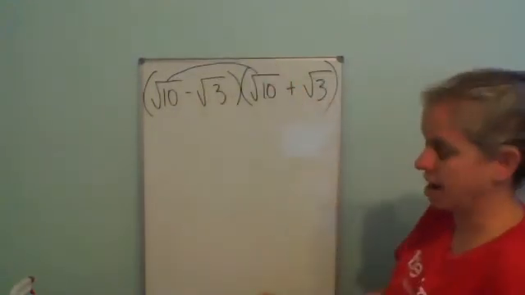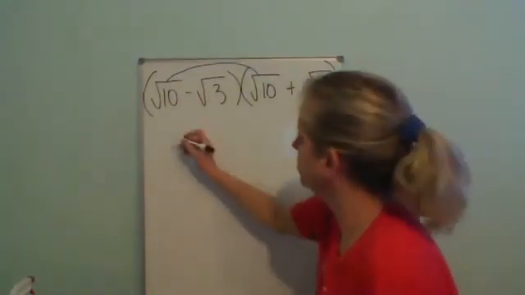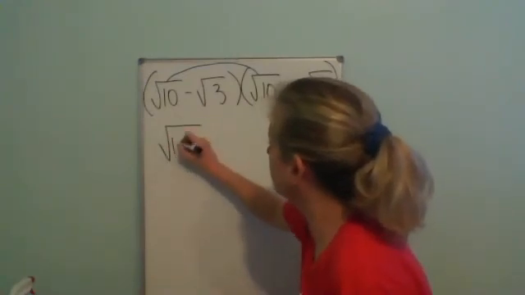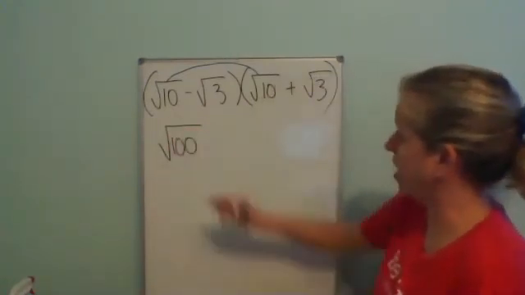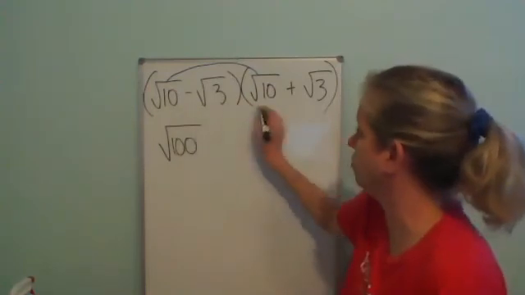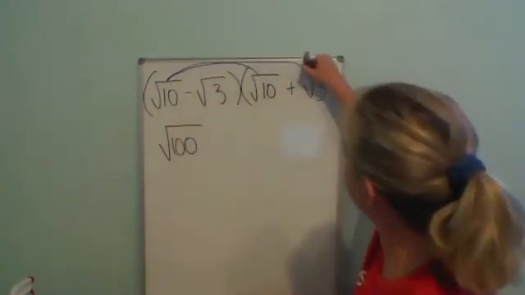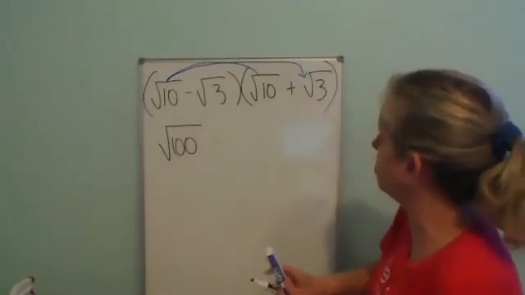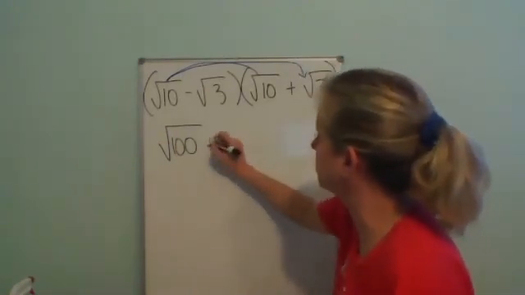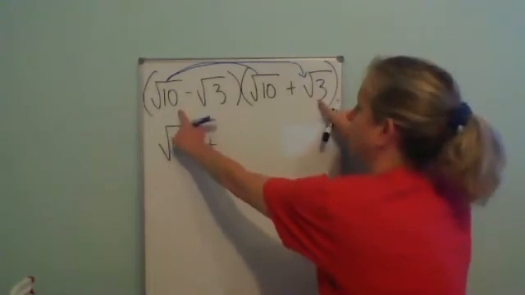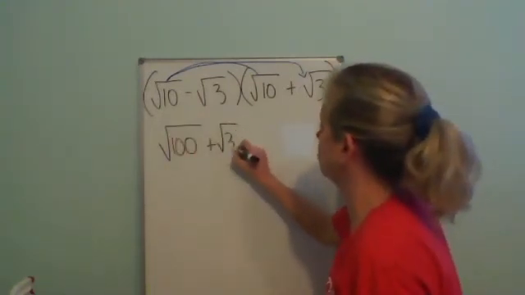So let's see, I'm going to multiply square root of 10 times square root of 10, which gives me the square root of 100. Right? Since both 10s are underneath the square root, I multiply them together. Then I've got this square root of 10 times positive square root of 3. So that's going to give me positive, since they're both under the square root, I'll multiply them together to get the square root of 30.